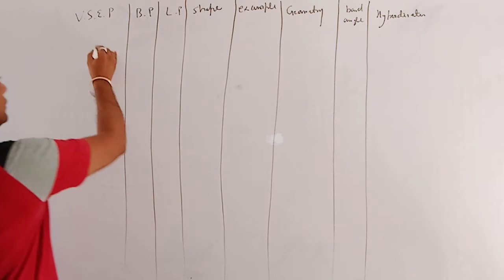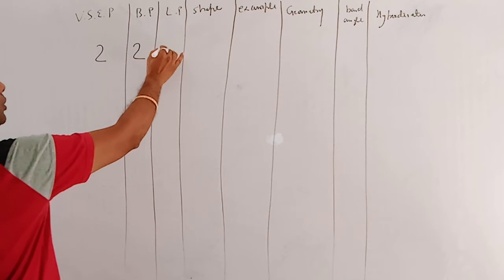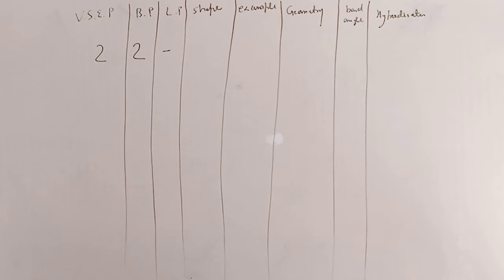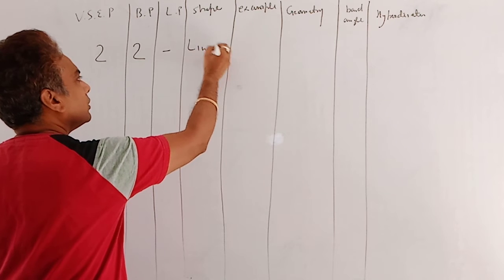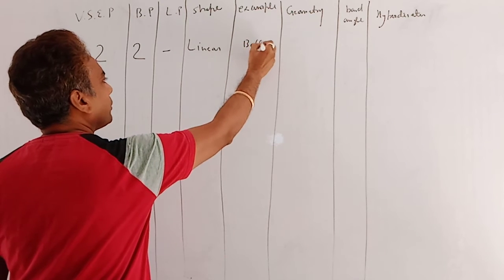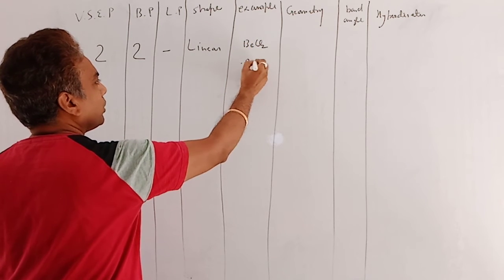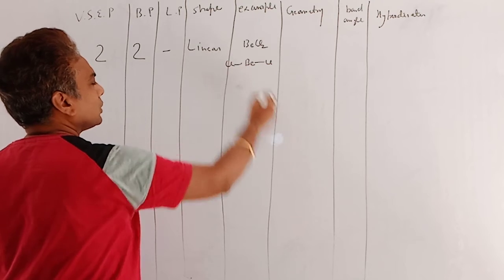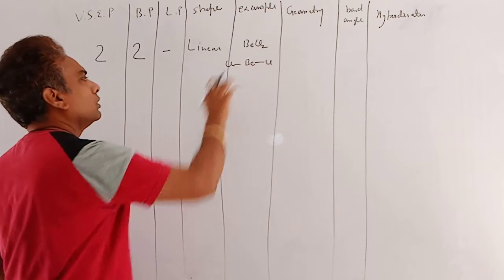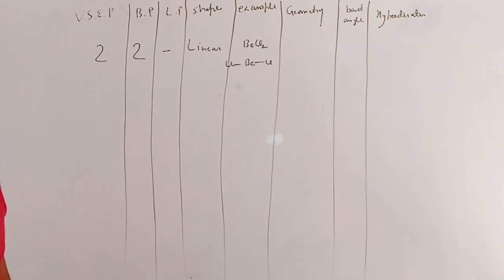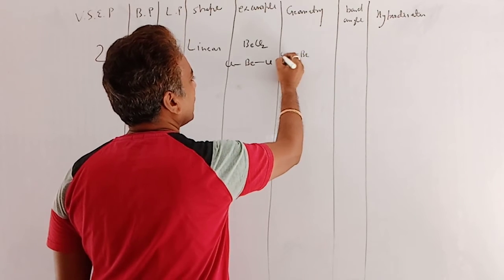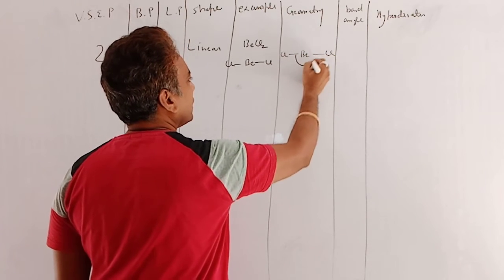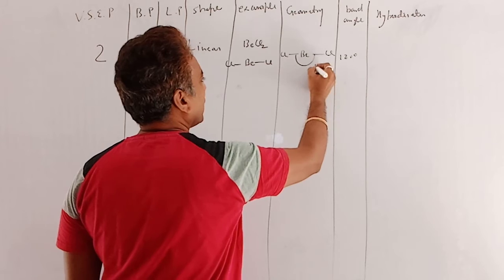So in the first case we have 2 VSEP, all 2 are bond pairs without any lone pair. So the shape with respect to the central atom is linear. For example, BeCl2, Be contains 2 electrons and both are shared with chlorine. So with respect to Be, the geometry will be linear like this. Here the bond angle is 180 degrees.